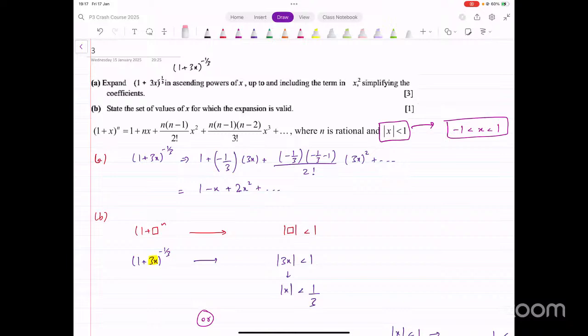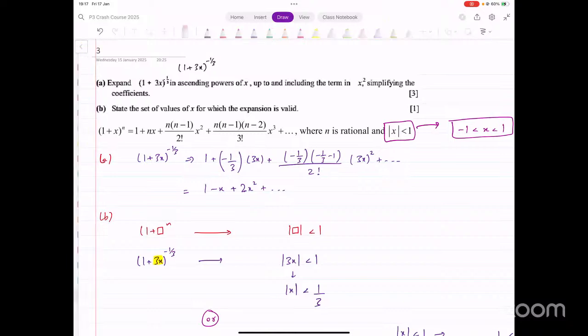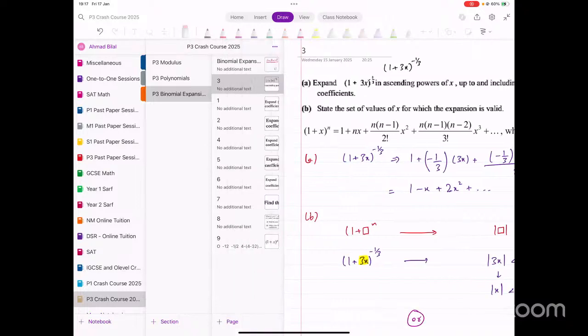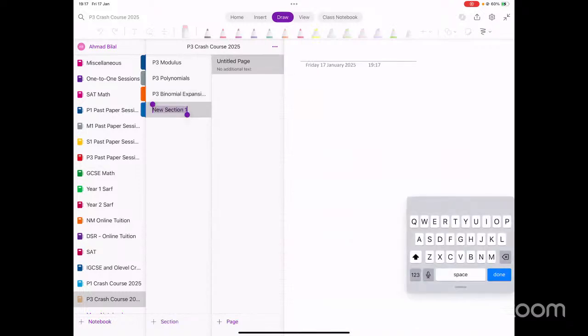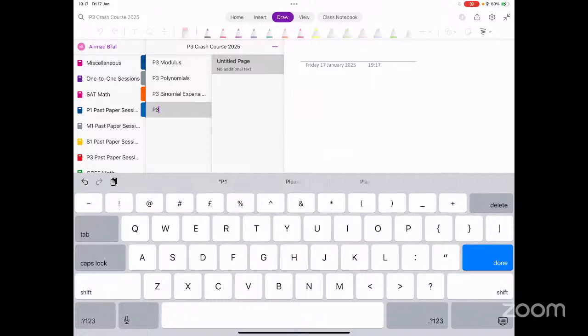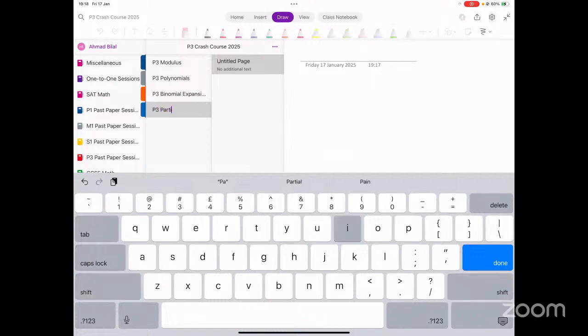All right, let's begin then. So we are done with three topics already: modulus inequalities, polynomials, and binomial expansion. Now this is the next one that we're doing, which is partial fractions. Let's start this. P3 partial fractions.